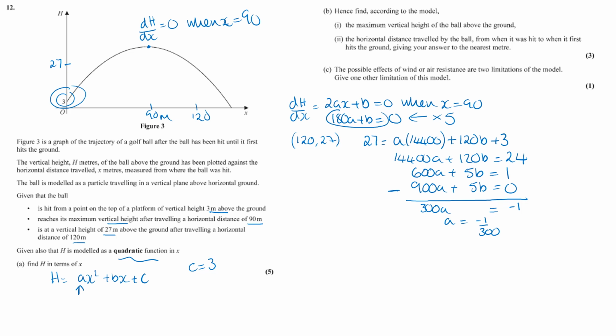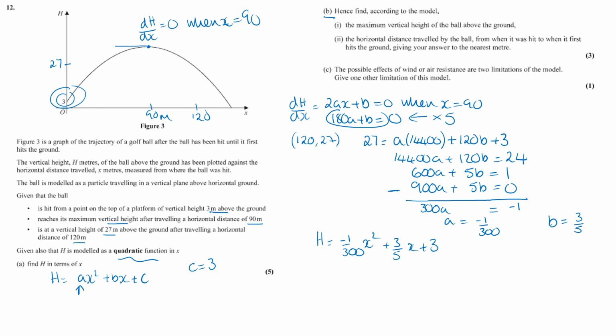So when a is minus 1 over 300, times it by 180 and see what b is going to be. b comes out to be 3/5. So altogether, h is going to be minus 1 over 300 x squared plus 3/5 of x plus 3, and that's our h.